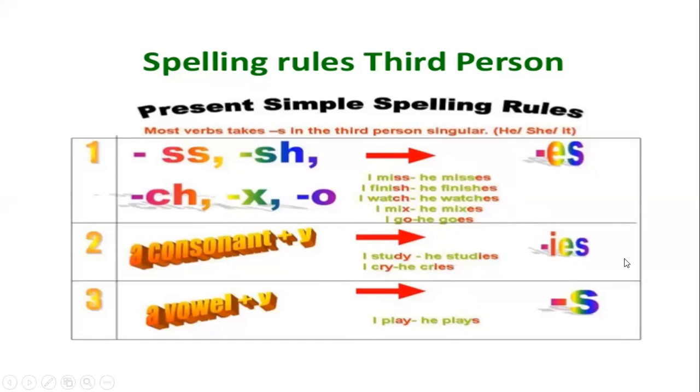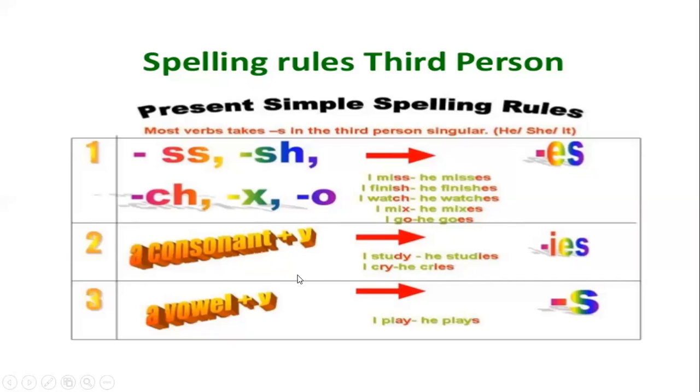En presente, que si le agrego es, IES or just S. For example, for the verbs that end in double S, miss, he misses. SH, finish, he finishes. CH, watch, he watches. X, mix, he mixes. O, go, he goes.